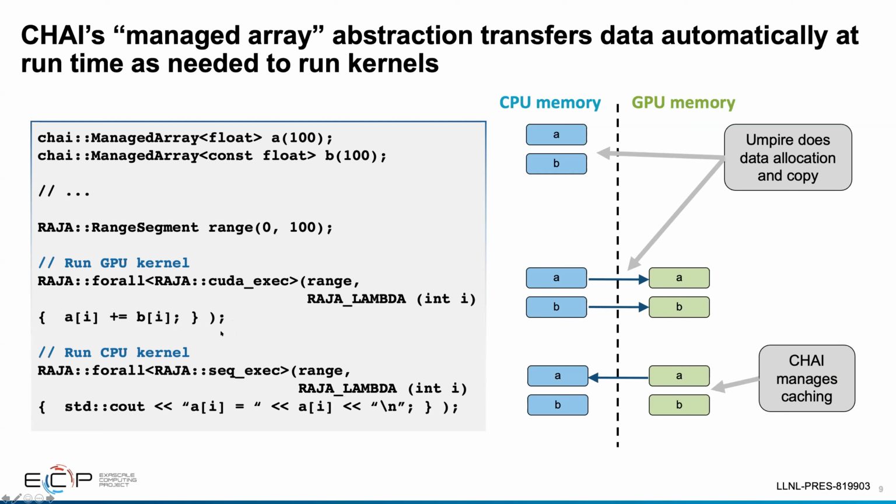And then once the data is on the GPU, we do our calculation. And then when we return to the CPU, CHAI will recognize that data is needed back there and will move the data back onto the CPU from the device.